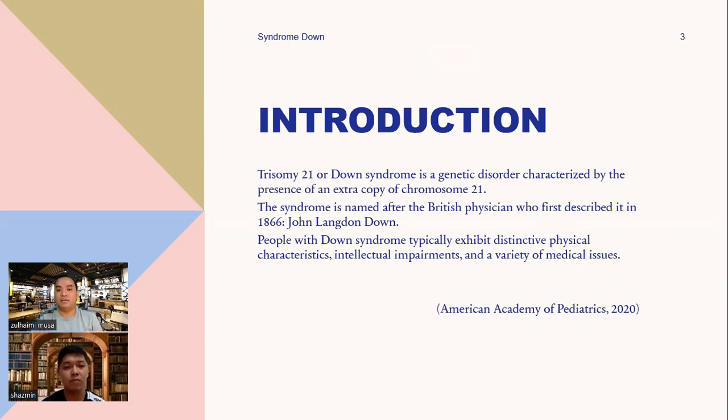So Down syndrome is a kind of genetic disorder characterized by the presence of an extra copy of chromosome 21. This condition, we call it trisomy 21. So who found out what Down syndrome is? The syndrome is named after the British physician who first described it in 1886, which is John Langdon Down. So Down syndrome was taken from his name, Down. People with Down syndrome typically exhibit distinctive physical characteristics, intellectual impairment, and also a variety of medical issues.